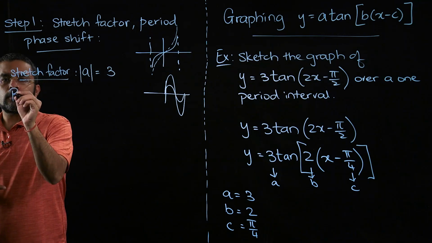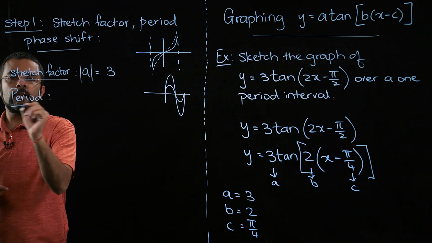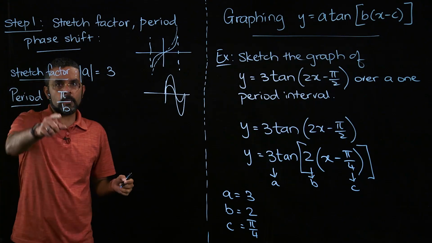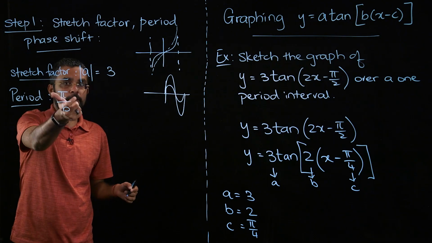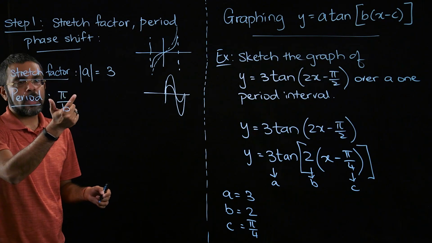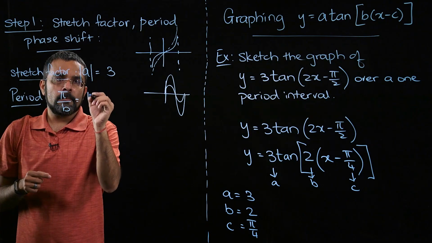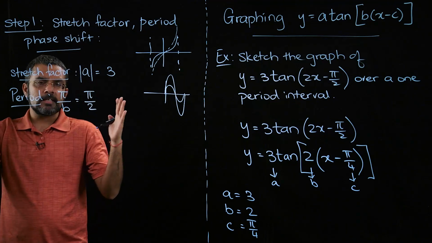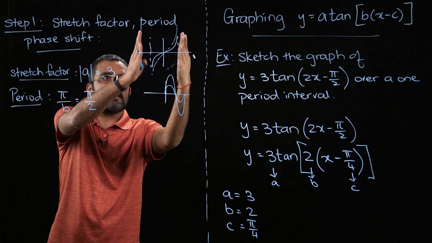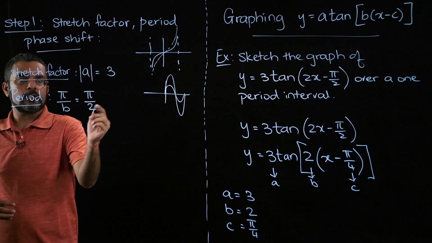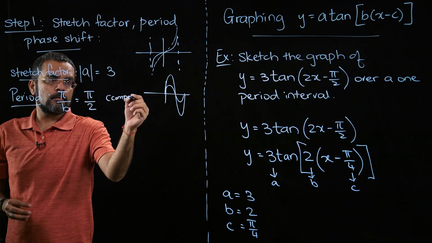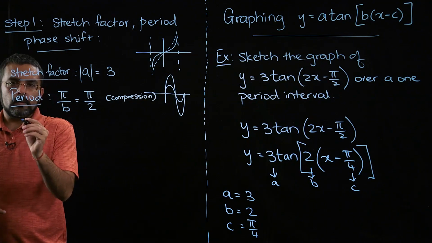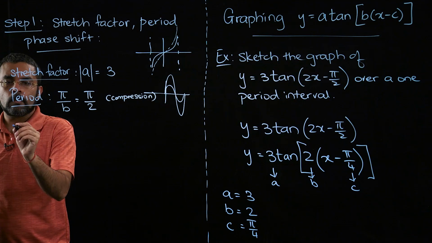Now, what is the period of the function? The period of the function is given by, in this case, pi over b. Remember, for sine and cosine, it was 2 pi over b because the period of a sine function is 2 pi. The period of a tan function, however, is pi. So this is pi over b, which is pi over 2 for us. So again, this is a compression. You're sort of getting this in half the distance. So think about this as a compression. And then finally, what we have is our horizontal shift, or what we call the phase shift.